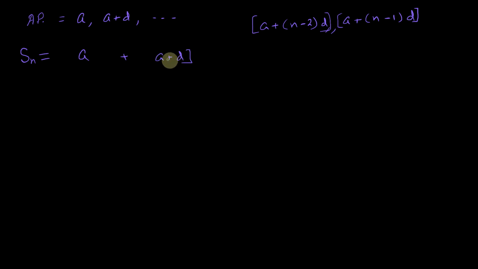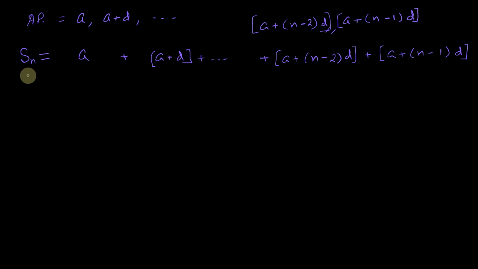Let's take it into brackets plus dot dot dot, these dots, and the last two terms. First a plus n minus 2 d, and finally this a plus n minus 1 d.